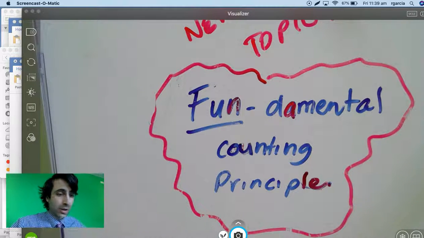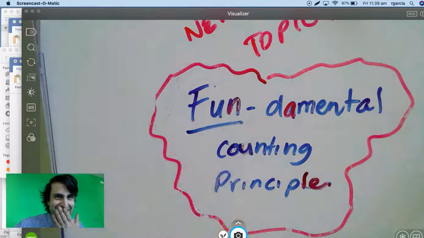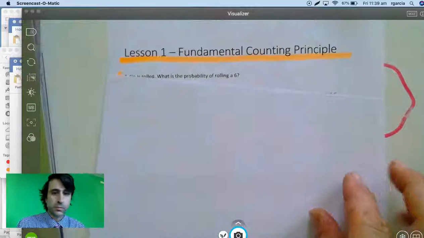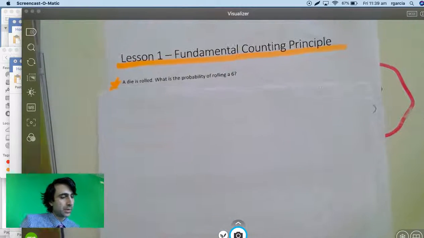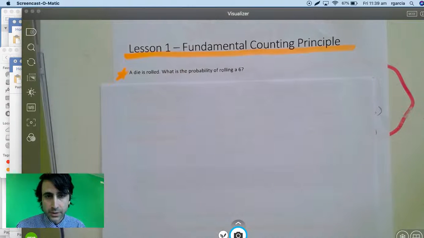Now, as you can see, we're going to do the fundamental counting principle, just to start off with. And a lot of this is kind of common. You guys will get it. It's common sense. But let's have a look at the first bit. Let's have a look at just this question. A die is rolled. What's the probability of rolling a 6? Okay, what's the probability of rolling 6?